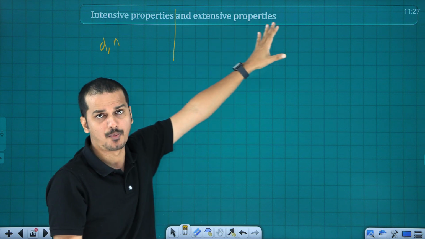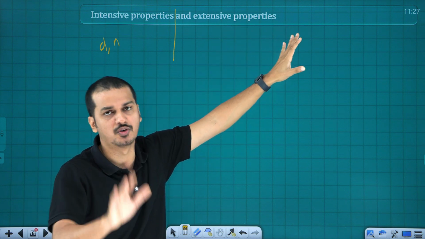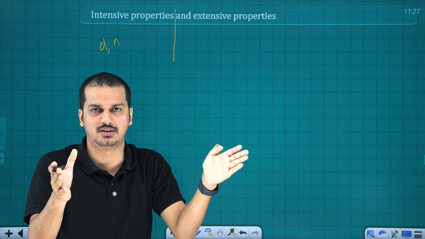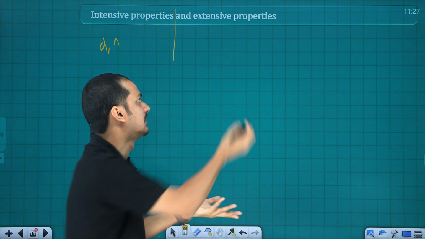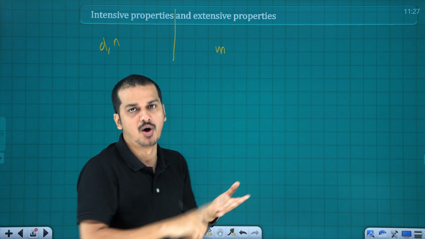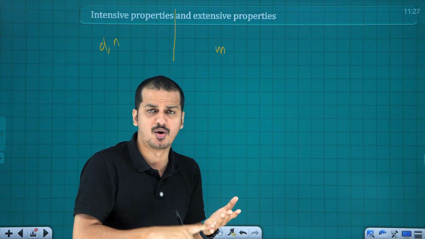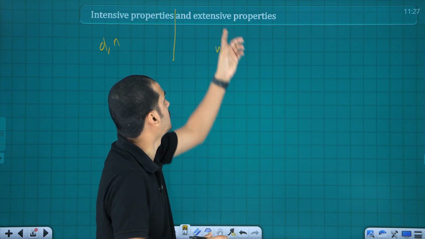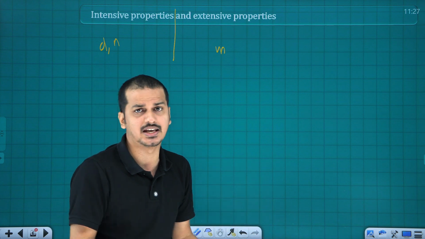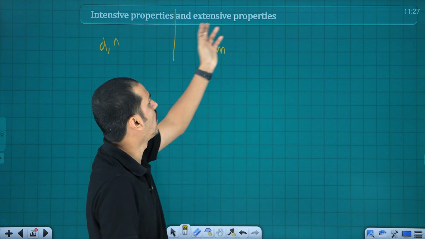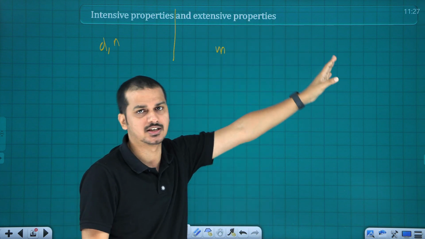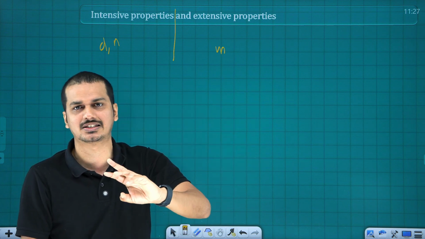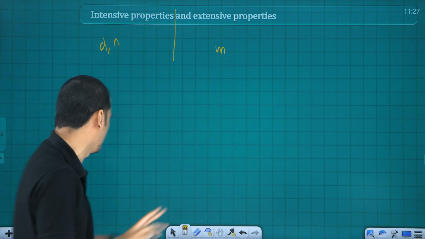And what is an extensive property? That depends on the amount of substance. Whenever you divide a system into two systems, those properties change. Like mass, number of moles, then volume. Internal energy, Gibbs free energy, entropy: all are extensive properties. That idea you must know, what is intensive and what is extensive. You have to keep it in mind.